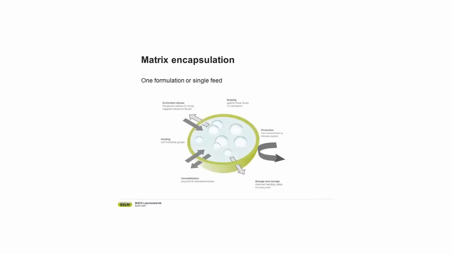So if we start with encapsulation, the advantage of spray drying for encapsulation is that you can have one formulation or a single feed to do some encapsulation. So you can do encapsulation of oil. Commonly we do that with maltodextrin and/or gum arabic, but you can also do encapsulation of solid particles. And the advantage of encapsulation is that you can work on controlled release, you can improve the stability of your product, you can do taste masking, you can protect your product from the environment, you can do some coating up to some extent. So that's more or less the advantage of encapsulation.